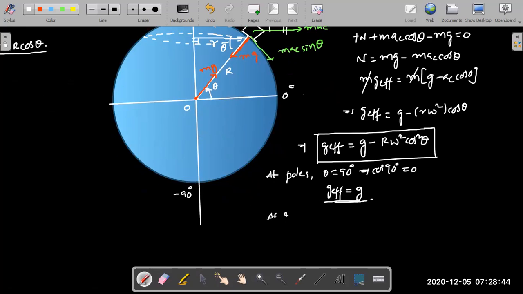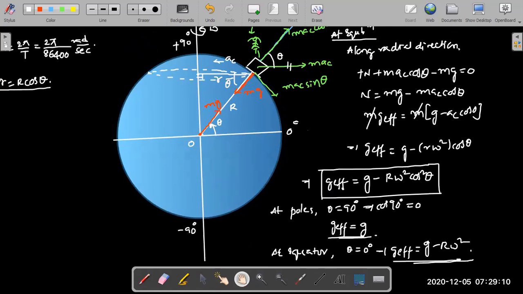Now at the equator, what is happening? Theta will be 0, theta is equal to 0 degrees. So this implies G effective will be equal to G minus R omega square. That means the minimum possible acceleration due to gravity is at the equator only. Understood? And the maximum one is at the poles. Clear?